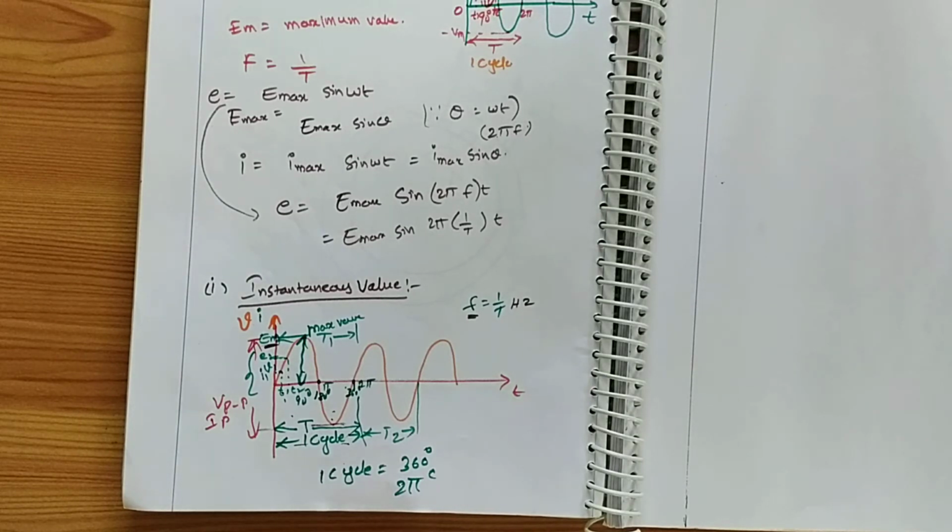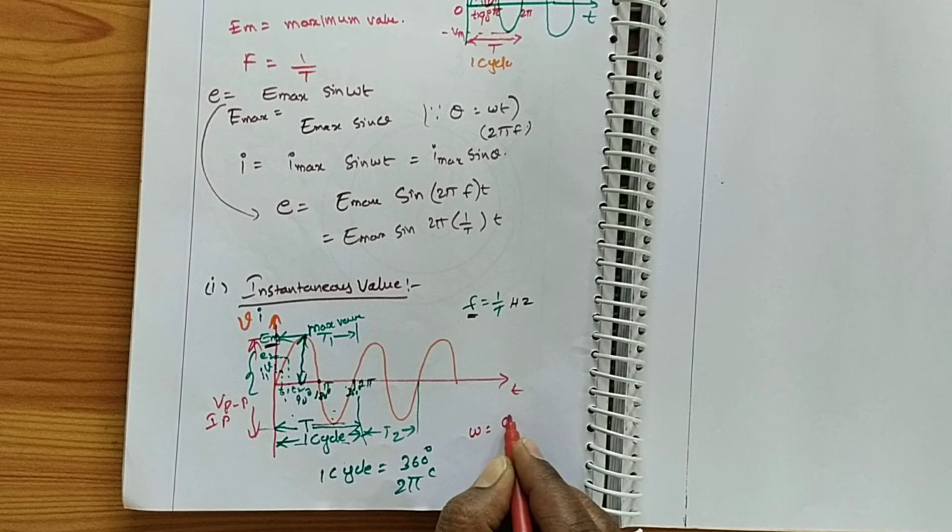Now, what is angular velocity? Angular velocity is the distance in radians covered in time in seconds. Omega equals theta by t.